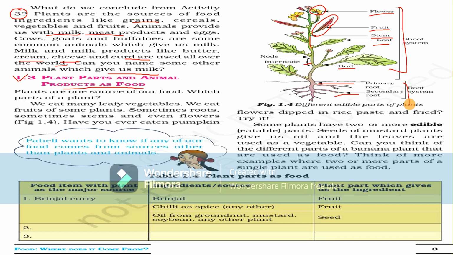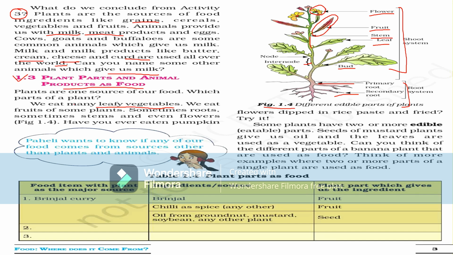And this is a primary root and this is a secondary root. These two roots are known as the root system. So 1.4 shows us the different parts of the plants. Plants are one source of our food, right? Which part of a plant gives us food? We'll see it next.